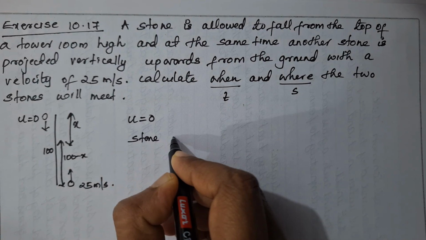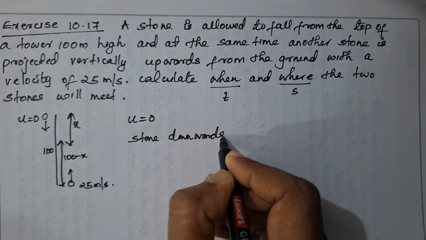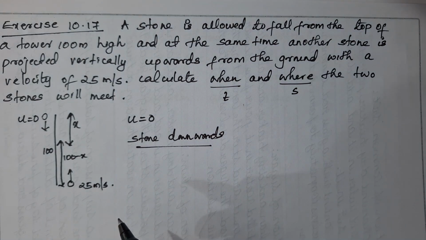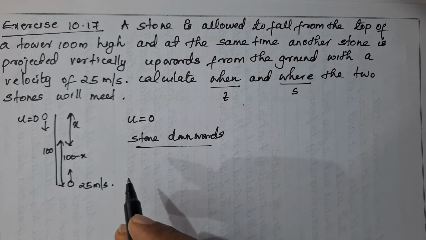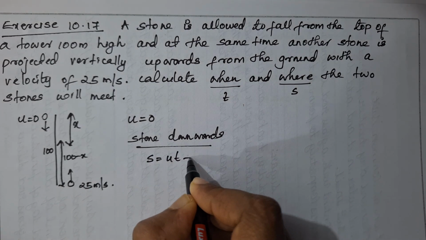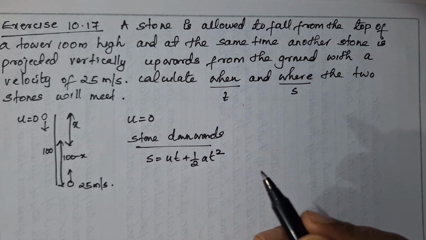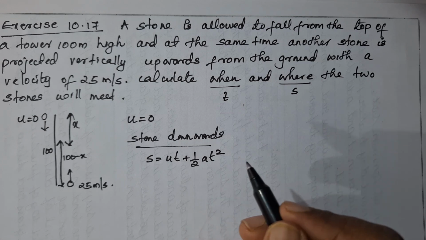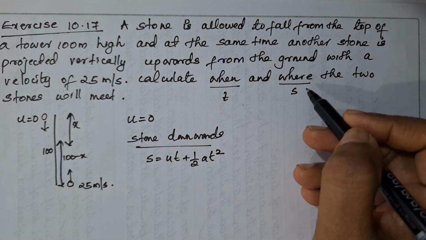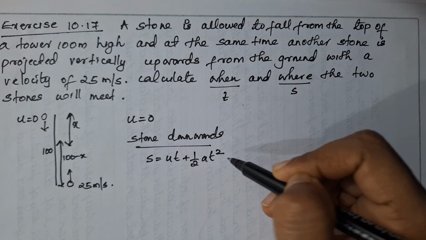Okay, then let us consider the stone that is moving downwards and write the equations for that stone. Here we have to find the distance, time, etc. We can use the equation s = ut + ½at². Here we are not using v = u + at because s is not there. We need an answer related to s and t, so this equation is better to use.